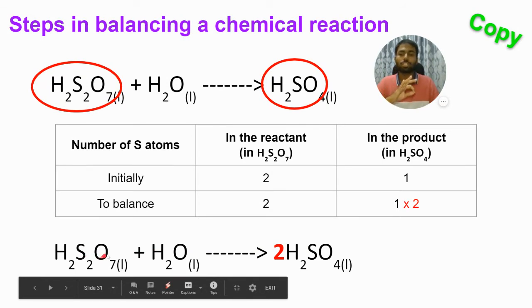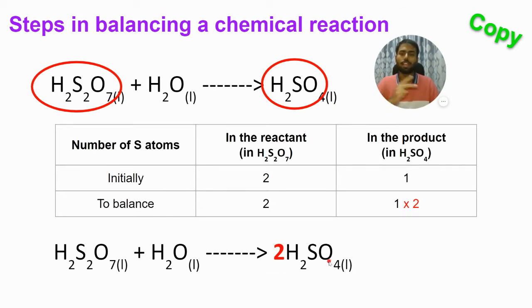Last we will check oxygen. Here you have 7 oxygen atoms and here 1, so 7 plus 1 is 8 oxygen atoms. Here you have 4 oxygen atoms but 2 is written outside, so 2 into 4 is 8, 2 4s are 8 oxygen atoms. So oxygen is also balanced, so all hydrogen, sulfur and oxygen have been balanced.